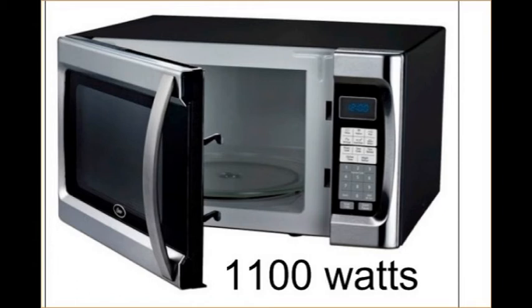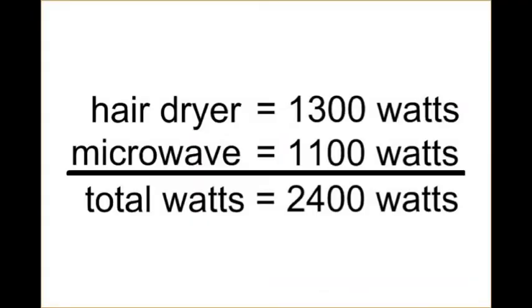Suppose you have a hairdryer that uses 1300 watts. At the same time, you decide to use the microwave that in this case uses 1100 watts. So you know you're using a total of 2400 watts, but we want to figure out how many amps we're using. Here comes the basic algebra. We know the total wattage is 2400, and average household voltage is 110 volts.